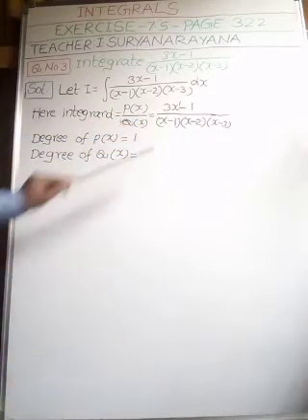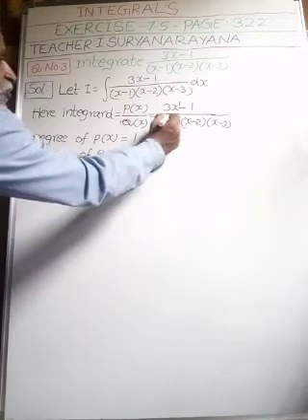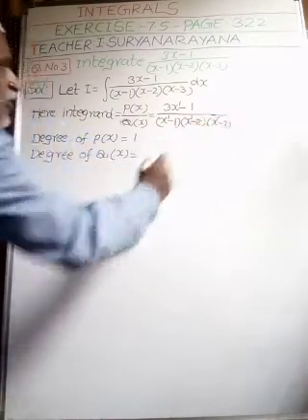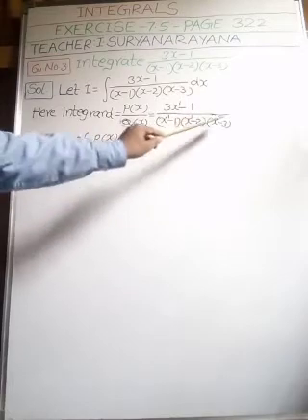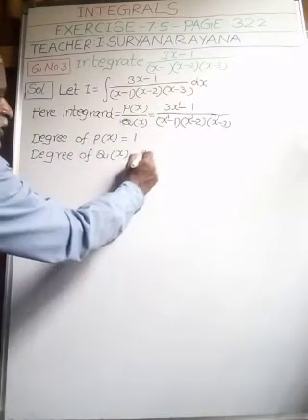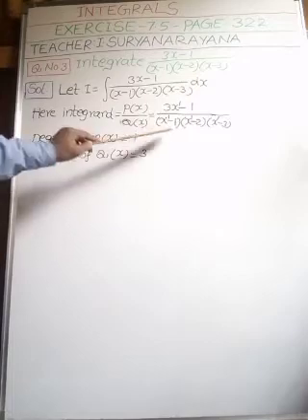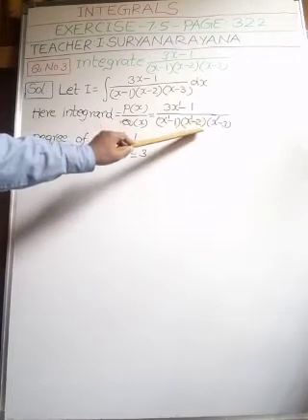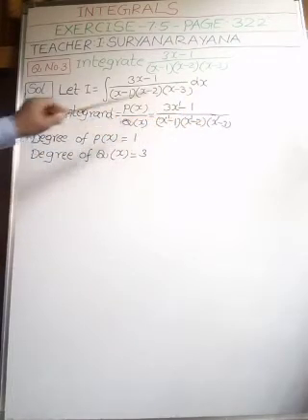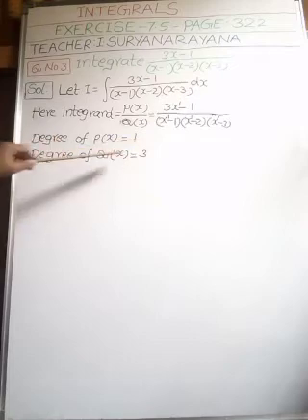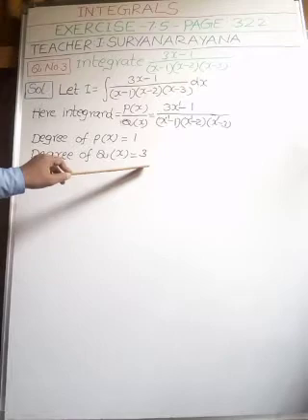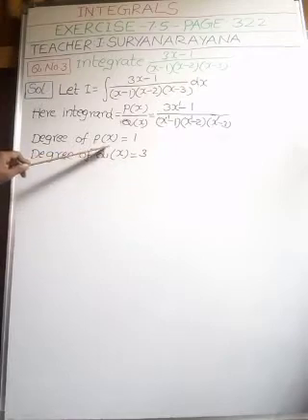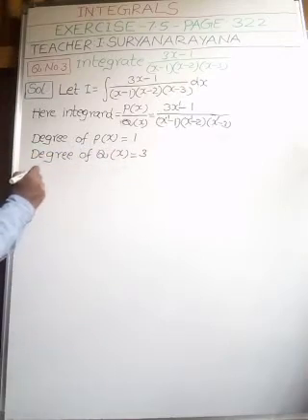Okay, my children, not coefficient of x, exponent of x. Don't be confused. You have to add the exponents of x. 1 plus 1 plus 1. What is the result? 3. So it is a polynomial of degree 3. Numerator is a polynomial of degree 1. Denominator is a polynomial of degree 3. Understood this point, my children? Right. So here degree of p of x.